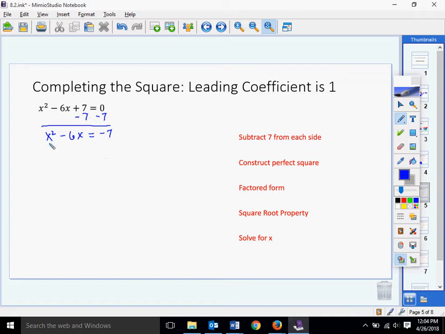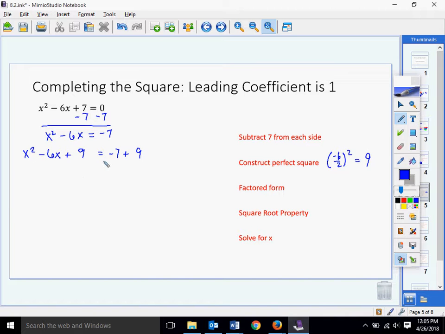Now that I have this on the left side, x squared minus 6x, I'm going to construct a perfect square. So I need to add something to both sides. And the number that I'm going to add is negative 6, this b term cut in half, so negative 3. And then I need to square it. So negative 3 times negative 3 would be 9. So I'm adding 9 to both sides. And if you're unsure what to add to both sides, think about the middle term divided by 2 and squared.